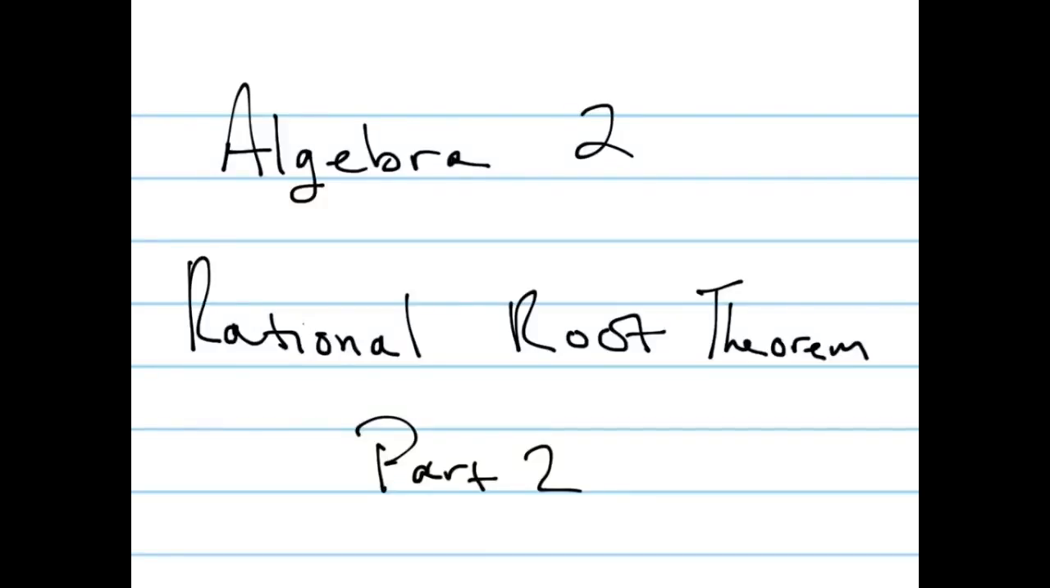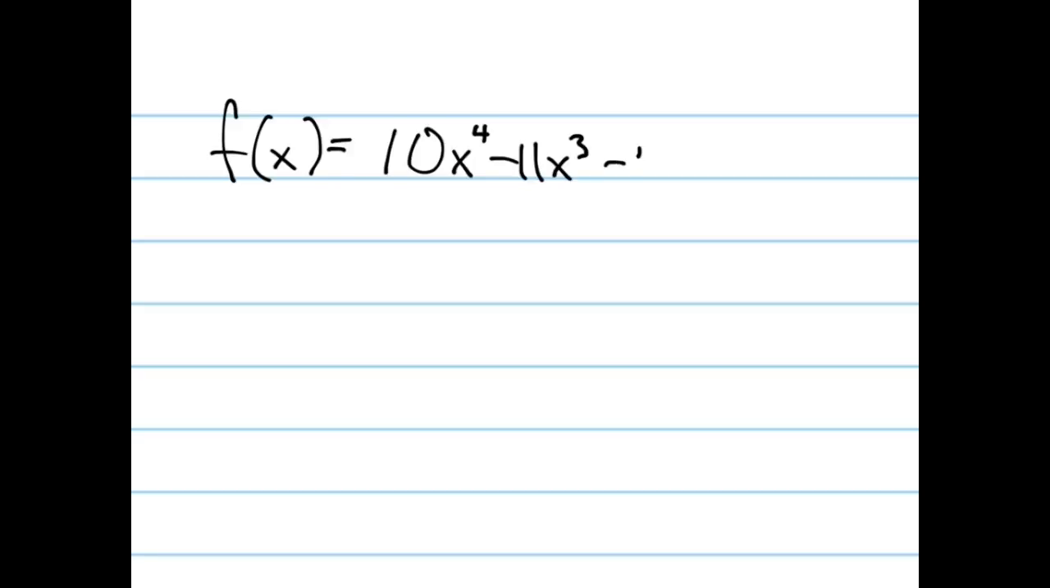So yesterday we learned about the rational root theorem, and then we did some practice when the lead coefficient of the polynomial is 1. Today we're going to look at it when the lead coefficient of the polynomial is not 1. So our first example is to find all real zeros of f of x equals 10x to the fourth minus 11x cubed minus 42x squared plus 7x plus 12.